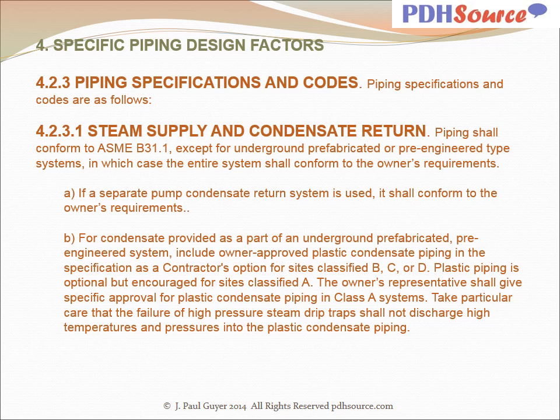For condensate provided as a part of an underground, prefabricated, pre-engineered system, include owner-approved plastic condensate piping in the specification as a contractor's option for sites classified B, C, or D. Plastic piping is optional but encouraged for sites classified A. The owner's representative shall give specific approval for plastic condensate piping in Class A systems. Take particular care that the failure of high-pressure steam drip traps shall not discharge high temperatures and pressures into the plastic condensate pipe.